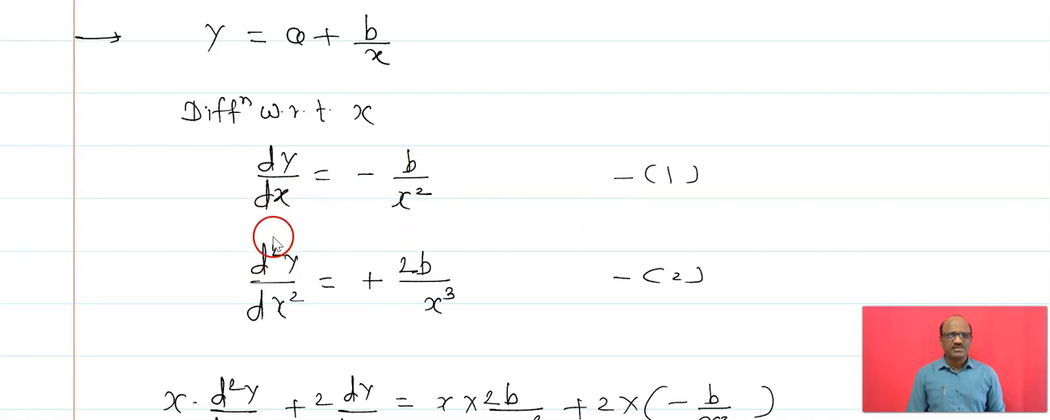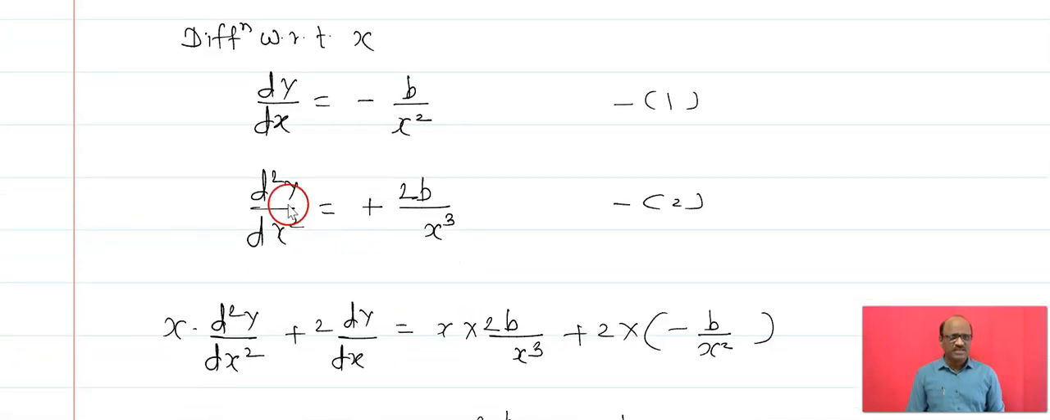Next, again differentiate this with respect to x. Then you will get d2y by dx square equals plus, the derivative of 1 upon x squared becomes x raised to minus 3, and minus and minus become plus, so it is 2b, and x raised to minus 3 becomes 1 upon x cube. Therefore d2y by dx square equals 2b upon x cube. This is equation number 2.